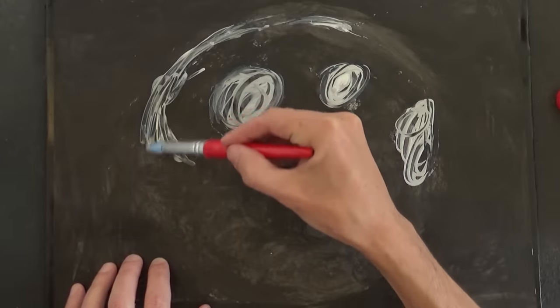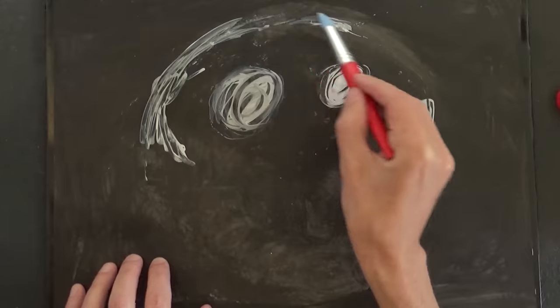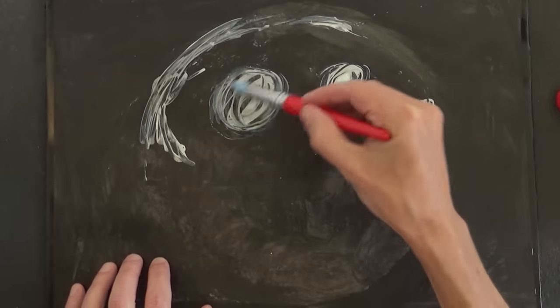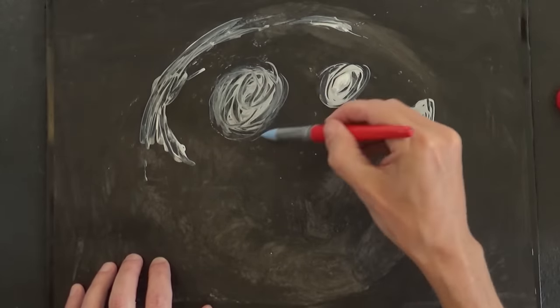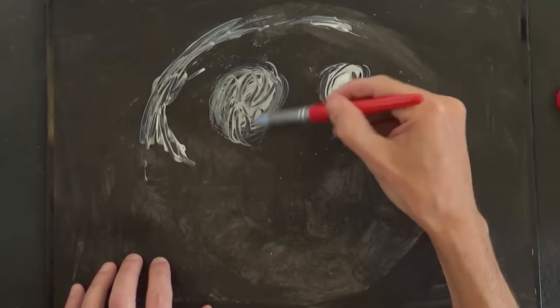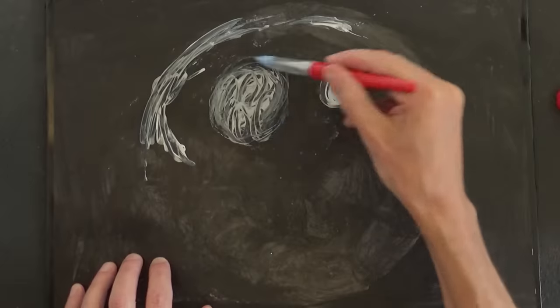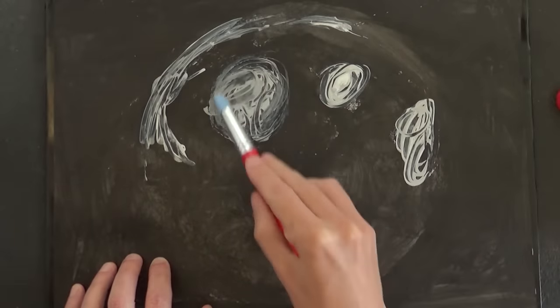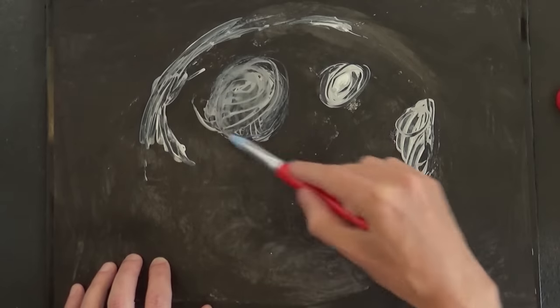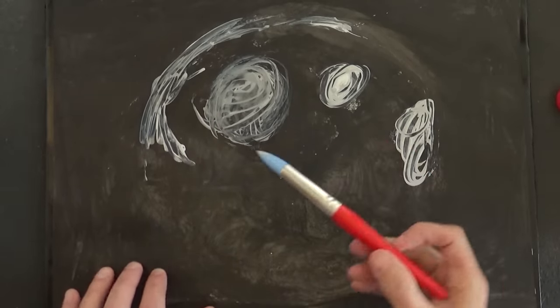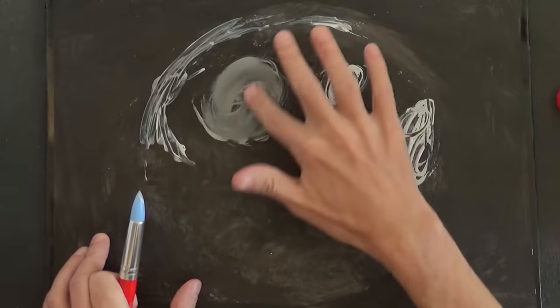So I'm going to start with the side of Mercury that has this giant impact basin, one of the biggest impact basins in the solar system, the Caloris Planitia. Easy to do like this.